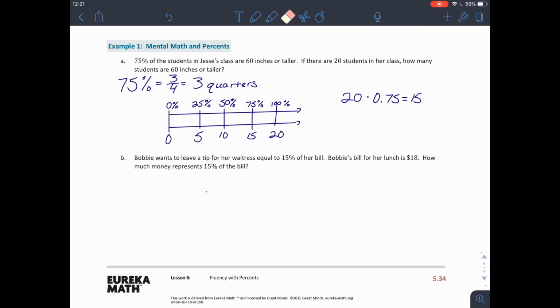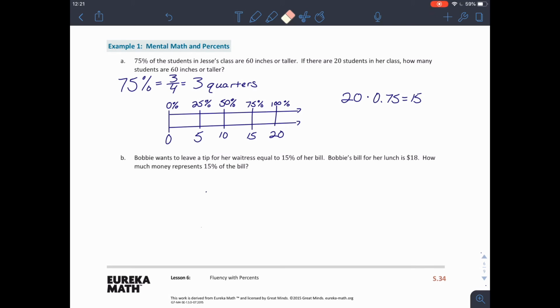Bobby wants to leave a tip for her waitress equal to 15% of her bill. Bobby's bill for her lunch is $18. How much money represents 15% of the bill? Pause the video here to try to solve this using a mental math strategy, and then we can check it with a standard strategy. So 15% wasn't on our list of factors and multiples that we had there, except in the 5%. And I don't know about you, but the thought of taking 18 and dividing it by 20 doesn't really fall into mental math for me.